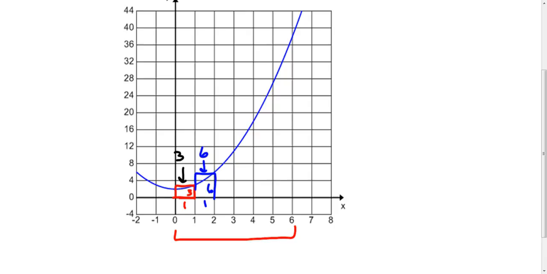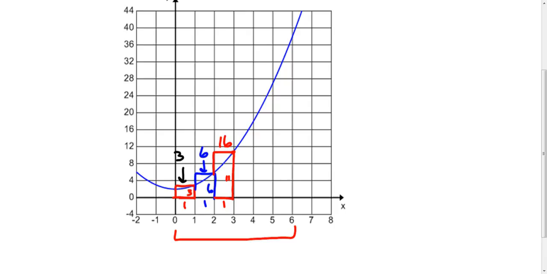Okay, keep repeating this process. So here, right side, hit the curve, go over. Okay, my base is 1. My height right about here looks like it's about 11. 1 times 11 is 11. Oops, sorry, not 16, 11.